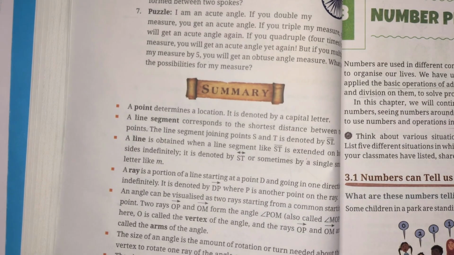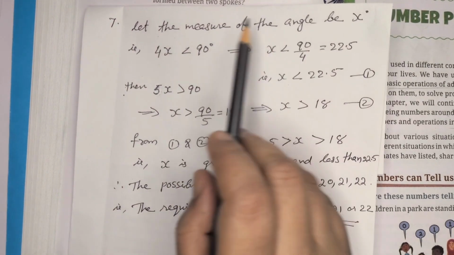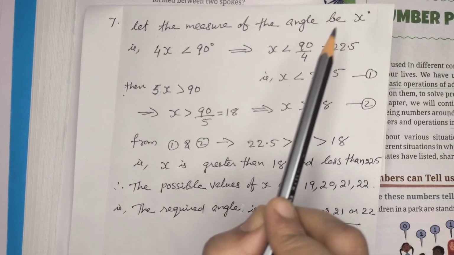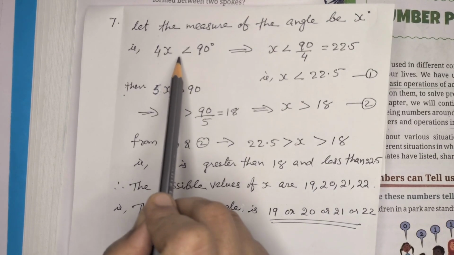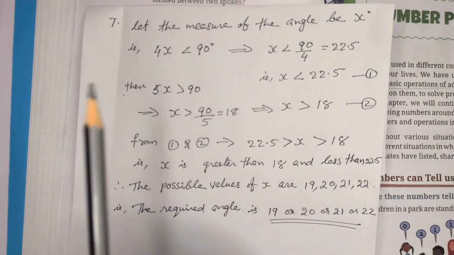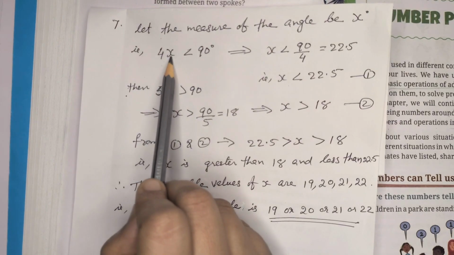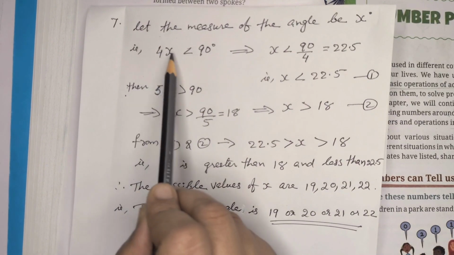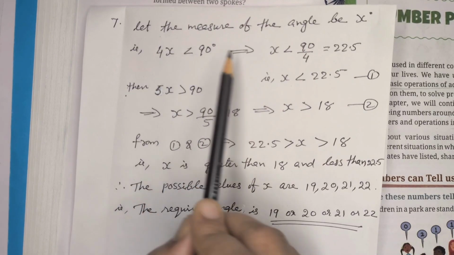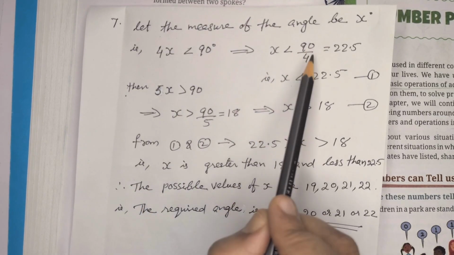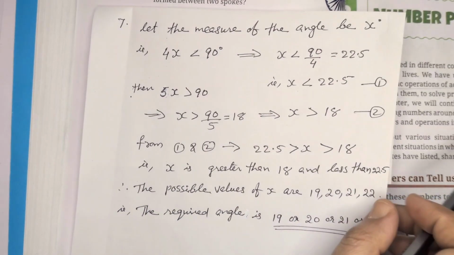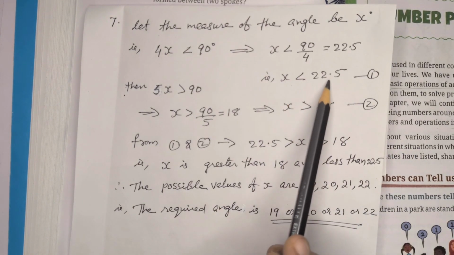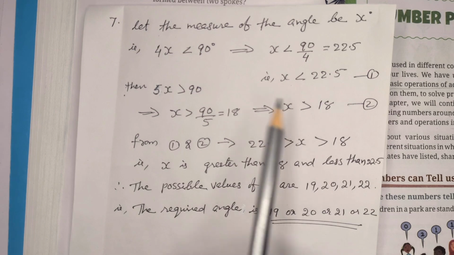So we can consider, let the measure of the angle be x degree. Any letter you can take, here x. The first condition: 4 times, if you take it, will be an acute angle, which means 4x is less than 90 degree. So angle x is less than 90 by 4, which is 22 and a half, or 22.5. So that angle will be less than 22.5.